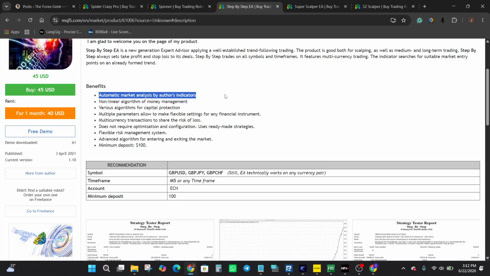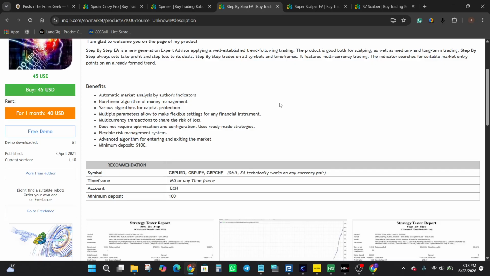Now, moving into its features section, the first thing highlighted is automatic market analysis using the developer's own indicators. While the specific indicator calculations are not disclosed, the goal is to identify trading opportunities without requiring manual chart analysis. The EA also includes what the developer describes as a non-linear money management algorithm and various capital protection algorithms. Since detailed implementation information is not provided, it is difficult to evaluate the exact mechanics, but these features are presented as part of the overall risk and account management framework.